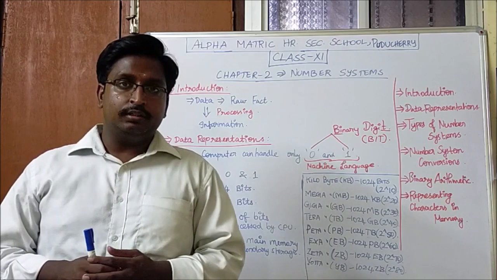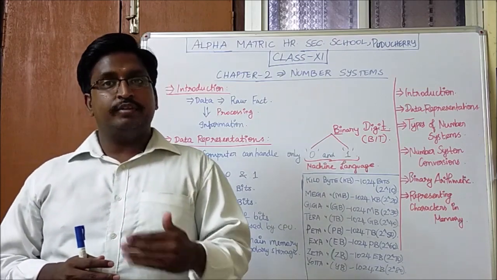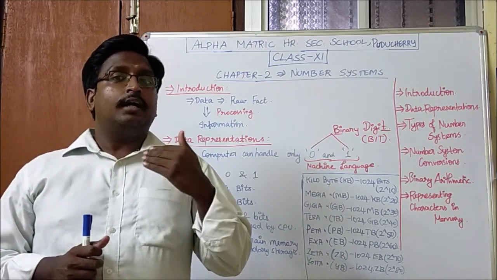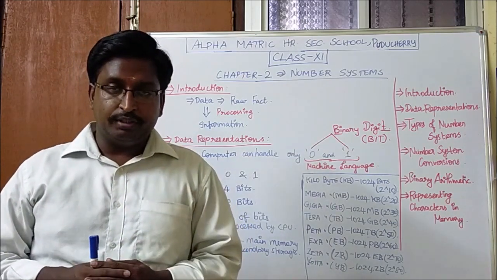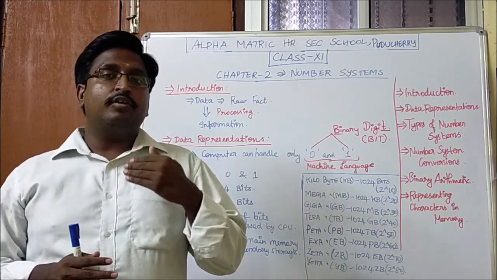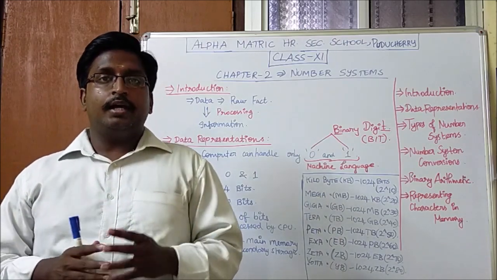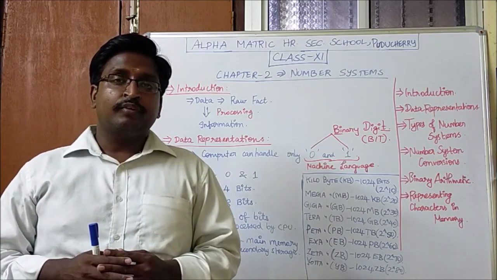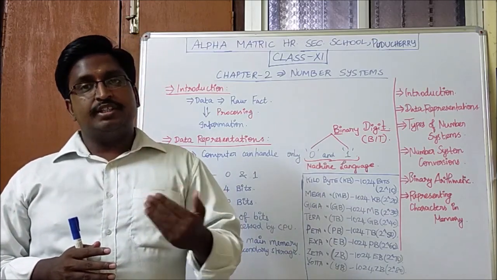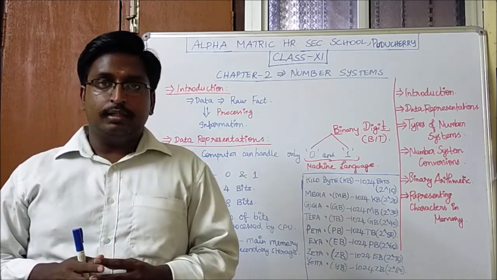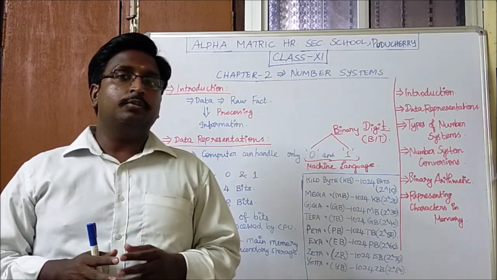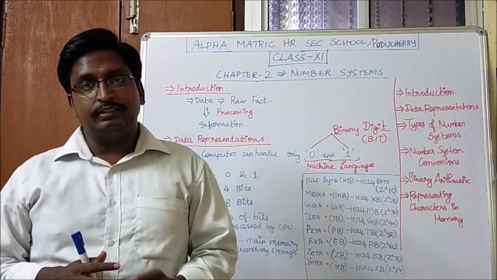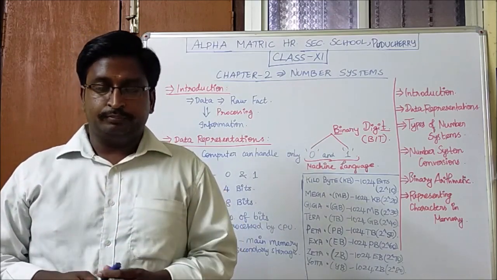In this chapter, we will start with the definition of data in the introduction part, and how data are represented in computer's memory, and the various types of number systems available, and the steps to convert from one number system to another. Then binary addition and subtraction in binary arithmetic, and lastly you will see the various coding schemes available to represent characters in computer's memory.